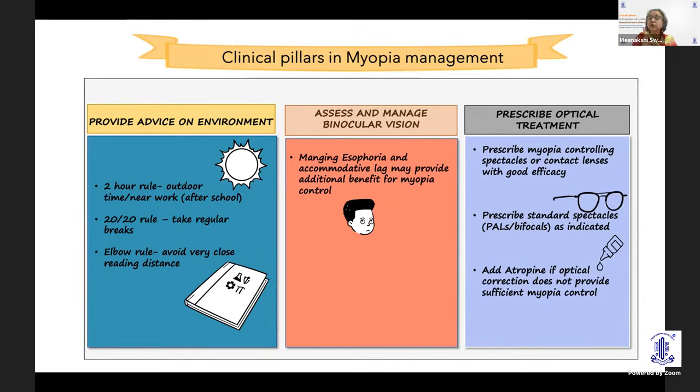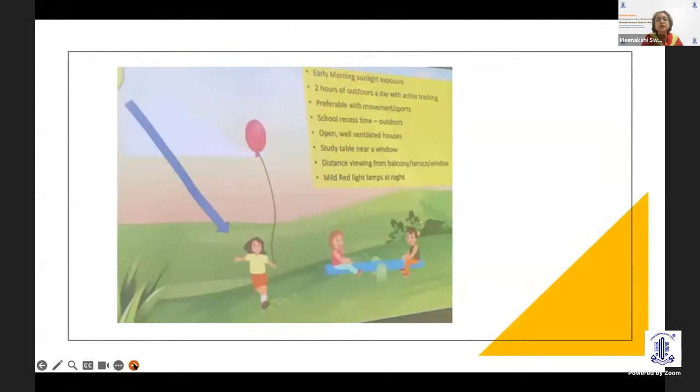Assess and manage binocular vision. We already talked about looking for esophoria and accommodative lag, because if you treat these two, the myopia progression may diminish. What about optical and therapeutic pharmacological treatment? The pharmacological treatment came to India, say about 7 or 8 years ago, and it's basically low-dose atropine. We are still working out what is the ideal low-dose atropine for our Indian eyes. The 0.01 is pretty effective, but there are other trials on the way. And also, we have many optical treatment options now. And we will look at each one of these in a little bit more detail in case you are asked about therapeutic interventions for myopia progression. You need to be able to answer.